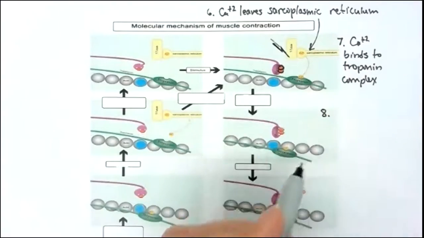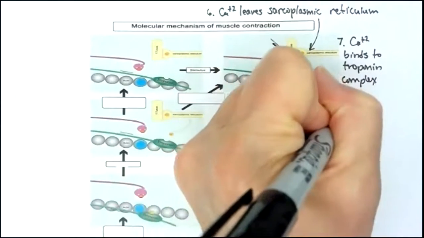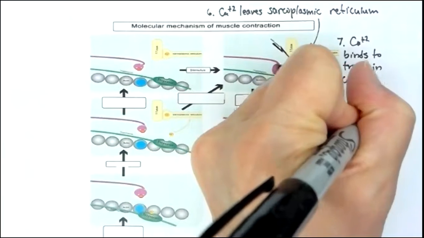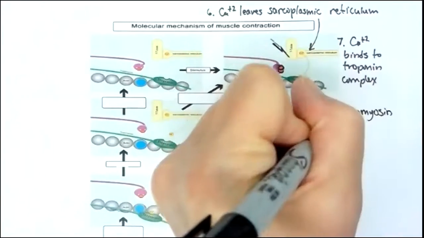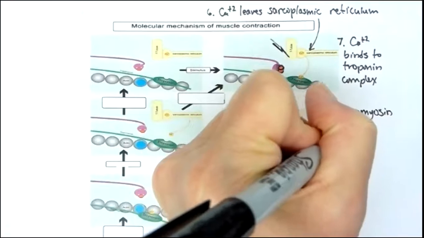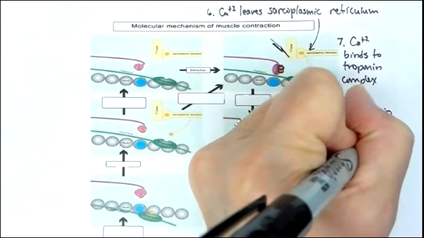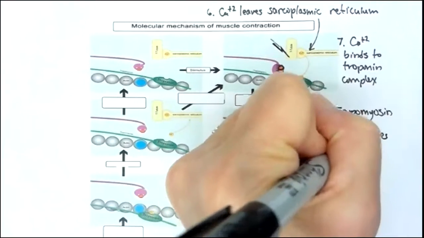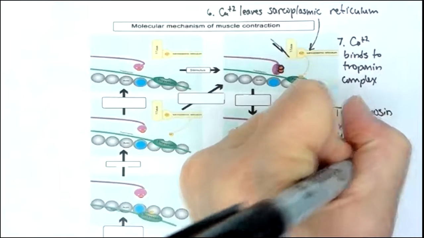So this causes the tropomyosin to move, which exposes the binding site.